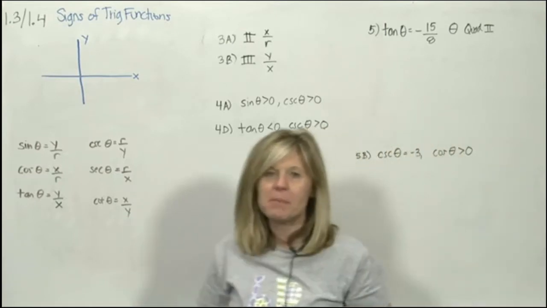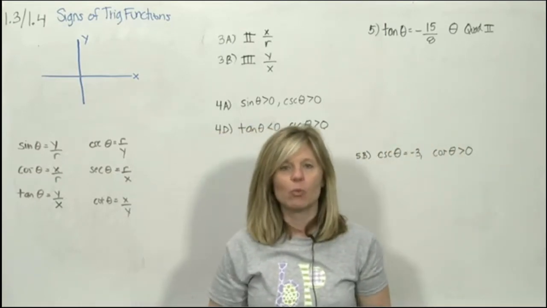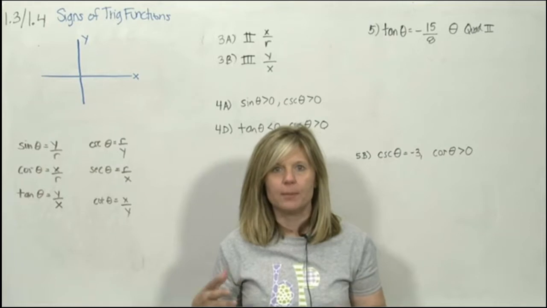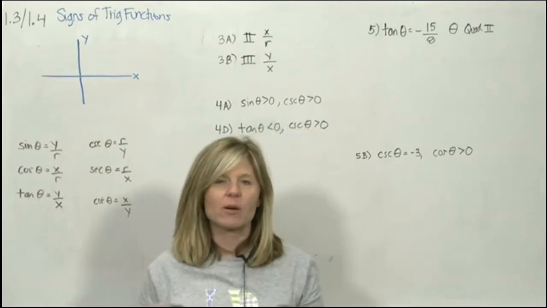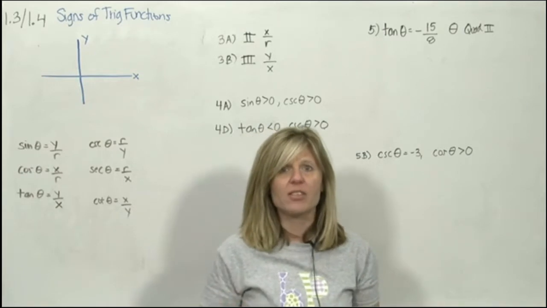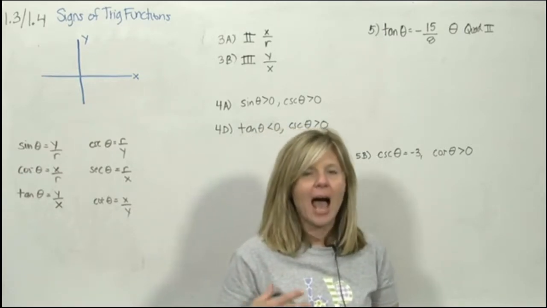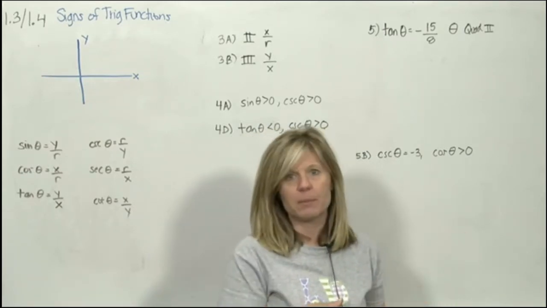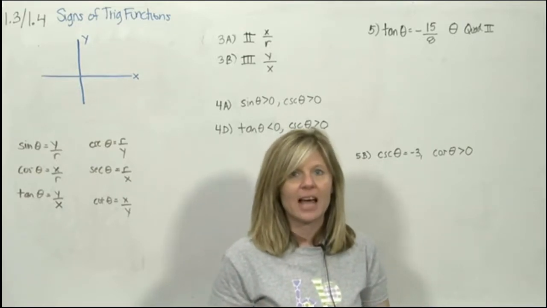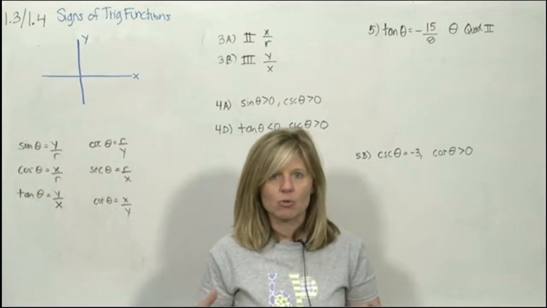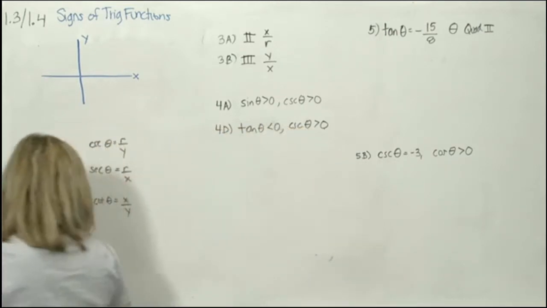Hey everybody, welcome back. So we're going to continue on in 1.3 and 1.4 and talk a little bit more about these right triangles. But what I want to focus on now is when we define the 6 trig functions, how do we know if our fraction value is going to be positive or going to be negative? There's an easy way to decide that. So let's go back and talk about drawing these right triangles.